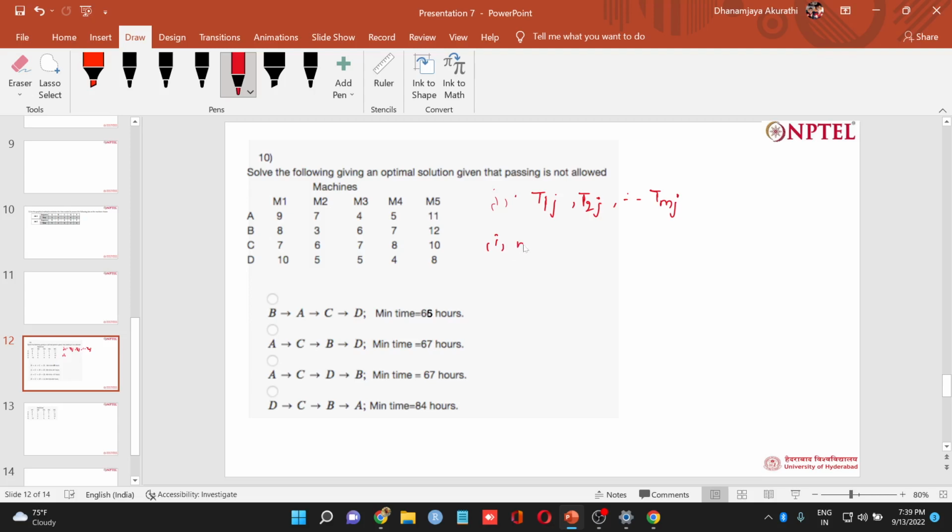First, the minimum of T1J should be greater than or equal to the max of T2J, T3J and so on, up to Tm minus 1 J, the m minus 1th mission. That is one criterion. The other is that the minimum of TMJ, that is the last mission's corresponding time values, is greater than or equal to the max of T1J, T2J and so on, up to Tm minus 1 J.